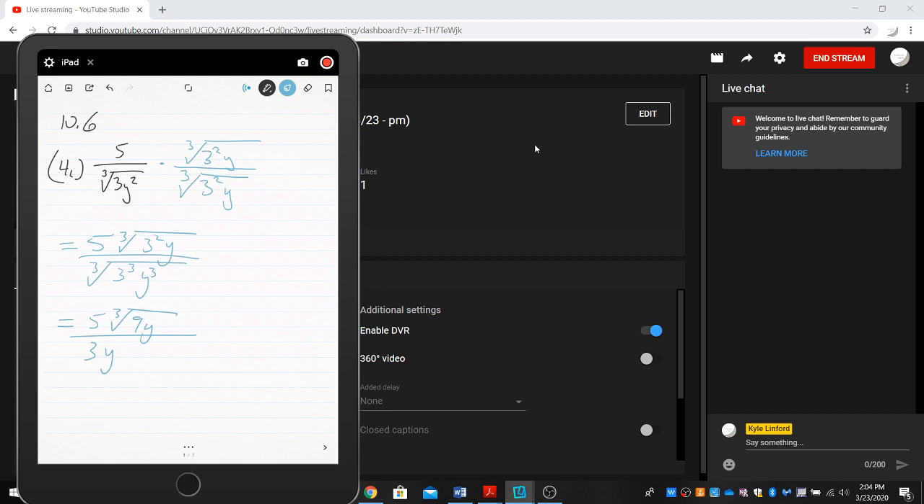Now again, the original and the simplified version might not look particularly simplified, right? But this is how we're defining it, making sure that the radical is no longer in the denominator. So the big goal is to think, what can I multiply the top and the bottom by so the bottom becomes a perfect root?